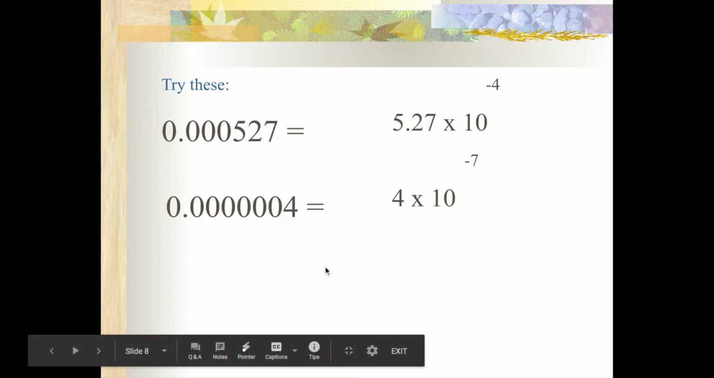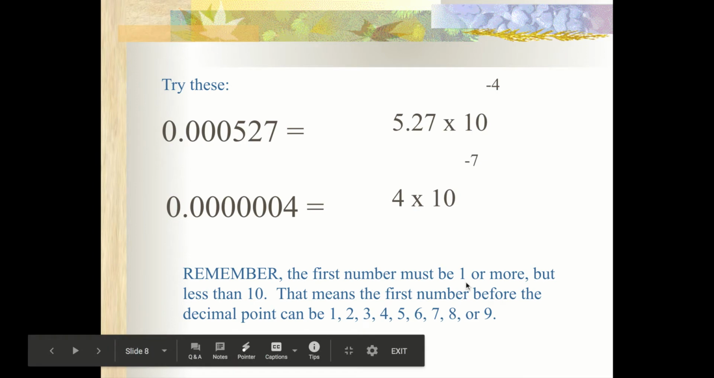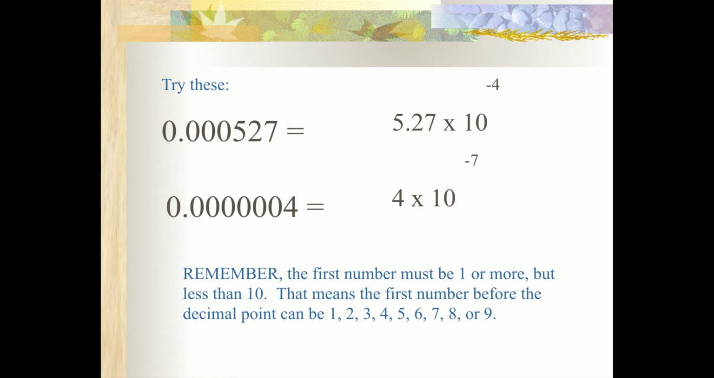Okay? Again, remember, the first number must be 1 or more, but less than 10. That means the first number before the decimal point can only be 1, 2, 3, 4, 5, 6, 7, 8, or 9. Of course, with decimals added, okay?